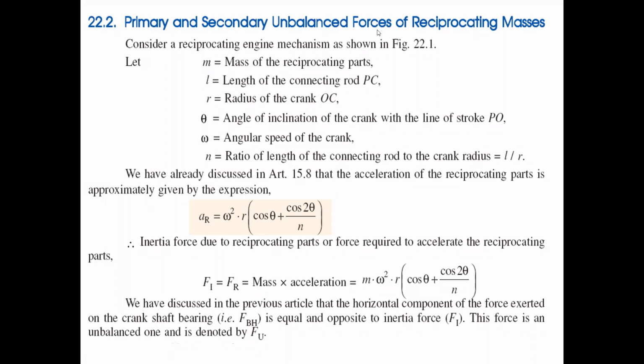Let us consider the reciprocating engine mechanism. First, observe the symbol notations. Small m is the mass of the reciprocating parts, and L is the length of the connecting rod. Small r is the radius of the crank, theta is the angle of inclination, and omega is the angular speed of the crank. And n is very important: the ratio of the length of the connecting rod to the crank radius. n equals L by r.